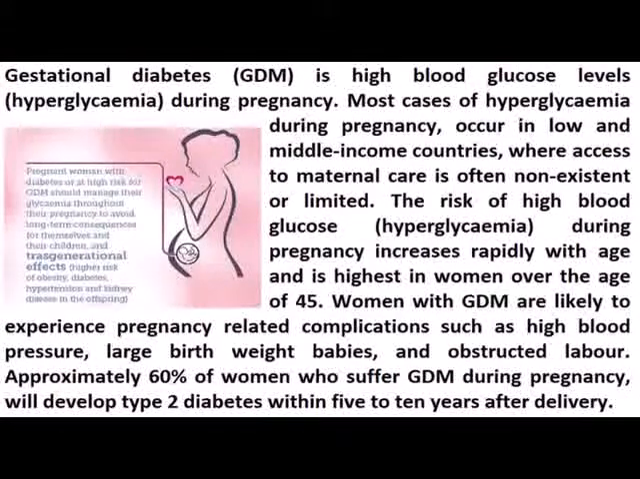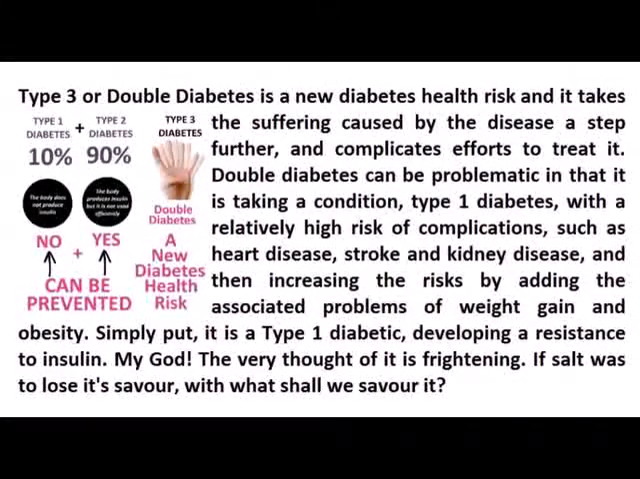Women with GDM are likely to experience pregnancy-related complications, such as high blood pressure, large birth weight babies, and obstructed labor. Approximately 60% of women who suffer GDM during pregnancy will develop type 2 diabetes within 5 to 10 years after delivery. Type 3 or double diabetes is a new diabetes health risk, and it takes the suffering caused by the disease a step further and complicates efforts to treat it.